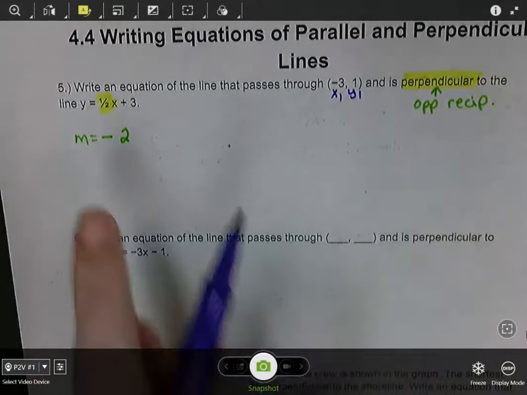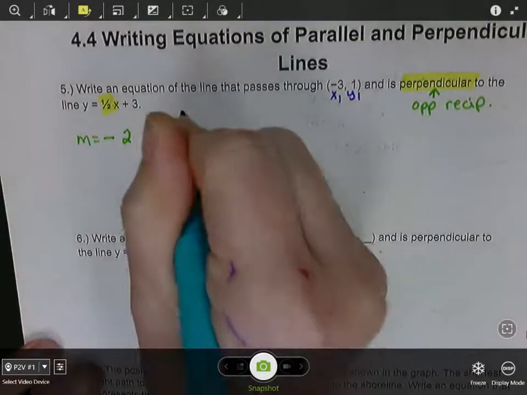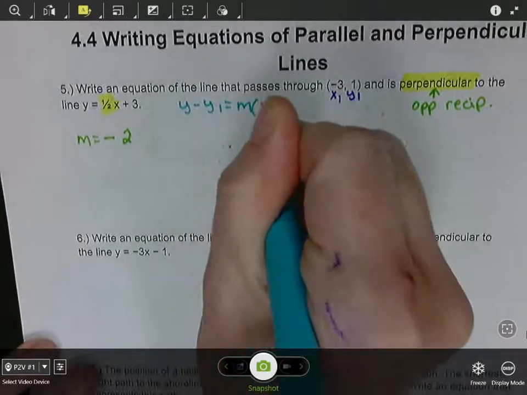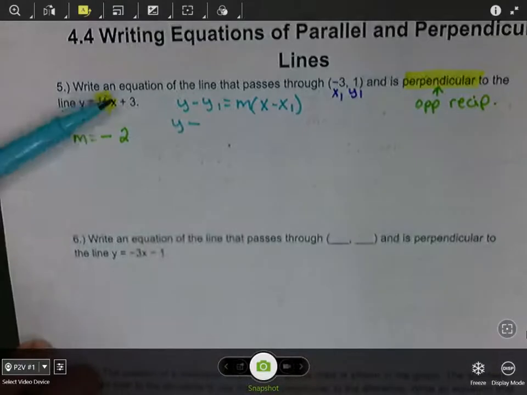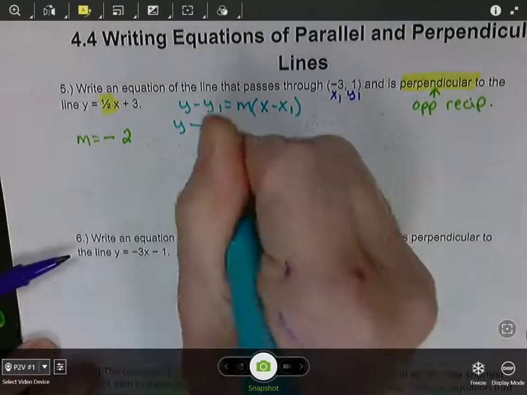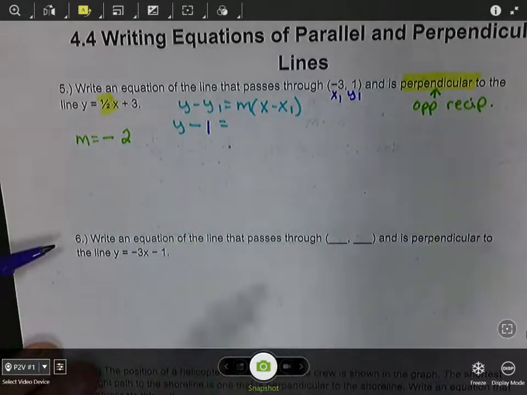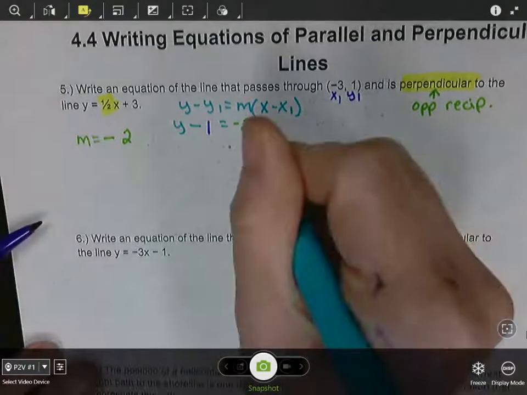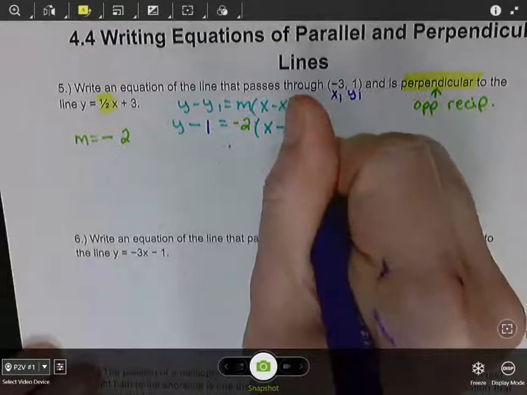Now we're going to do the exact same thing we did on the front page. So we start with our formula, y minus y1 equals m times x minus x1. So y minus y1 is y minus 1 equals m. Our m is -2 because it has to be perpendicular. And then x minus x1, which is -3.